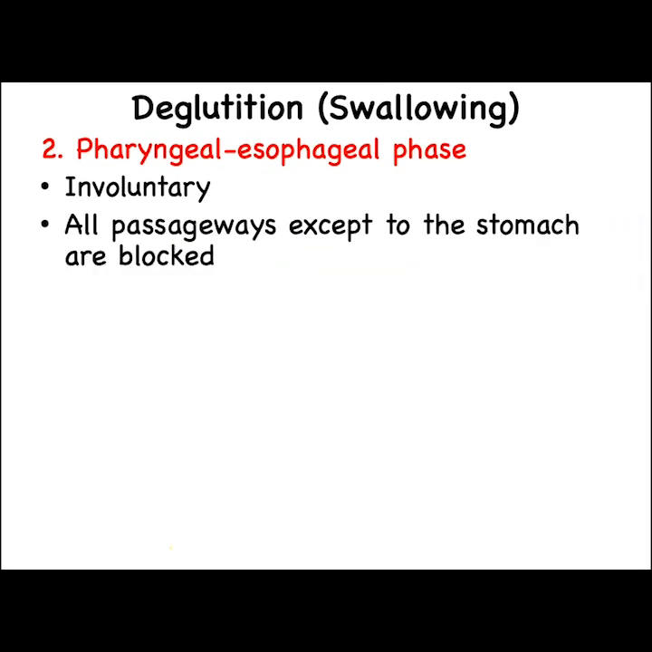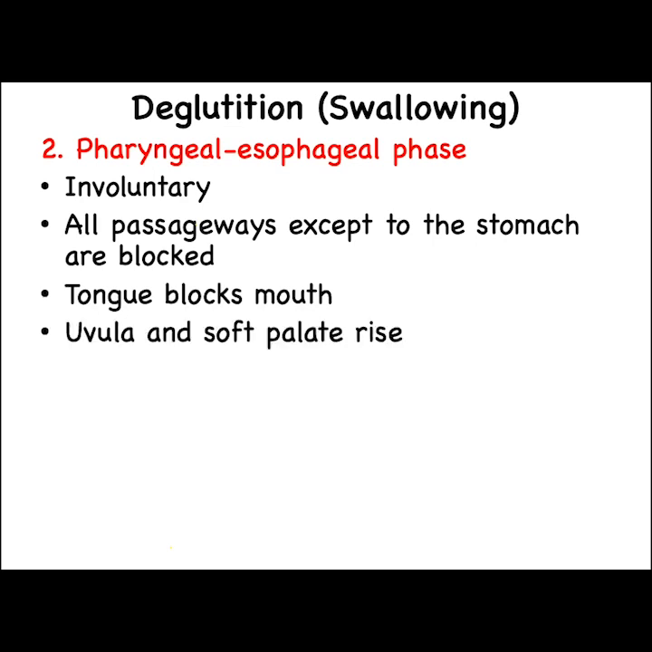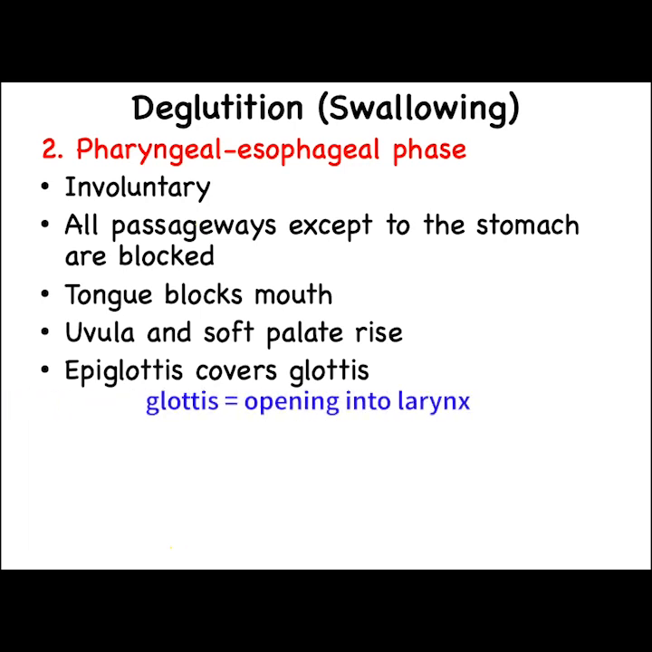During this phase, all passageways have to be blocked except for the passageways leading to the stomach. The tongue will block the mouth. The uvula and the soft palate will rise to block the entrance into the nasal pharynx, preventing liquids from entering the nasal cavity. The larynx will rise, allowing the epiglottis to cover the opening into the larynx, which is called the glottis. This will prevent food from entering into the trachea.